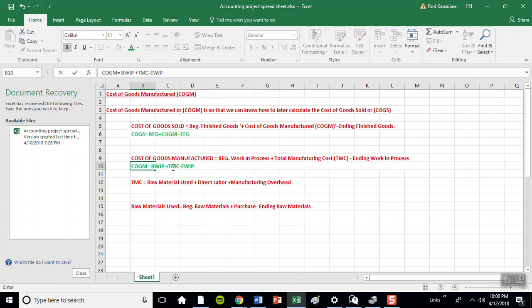So now that we have that formula for COGM, cost of goods manufactured, we're still going to need to take it back a step and calculate our total manufacturing costs. To calculate our total manufacturing costs, we can use the formula TMC equals raw materials used plus direct labor plus manufacturing overhead. So again, let's type that out here. Let's call it TMC.